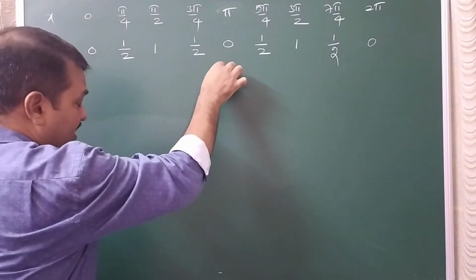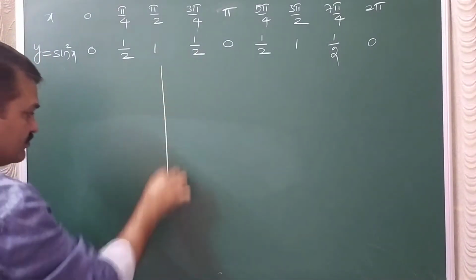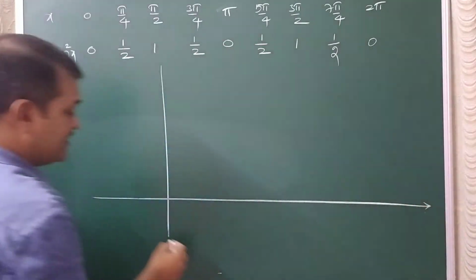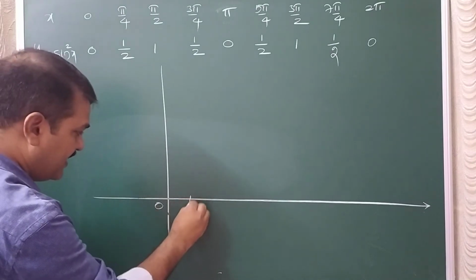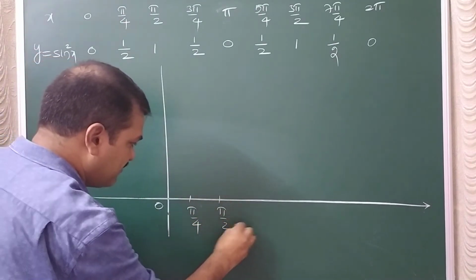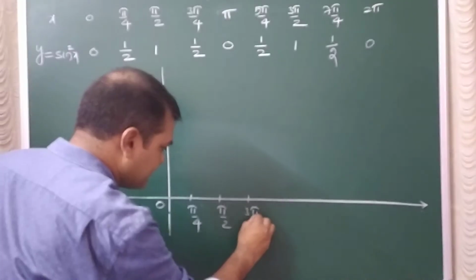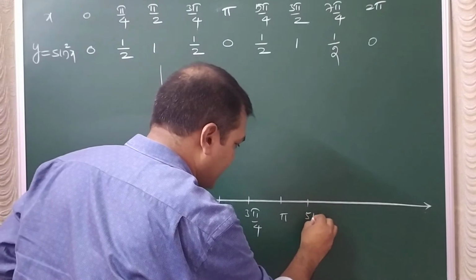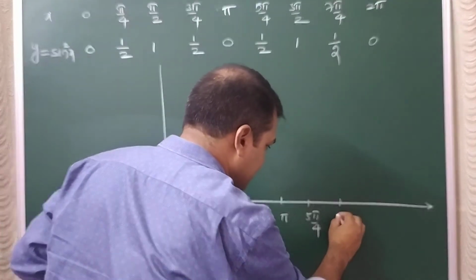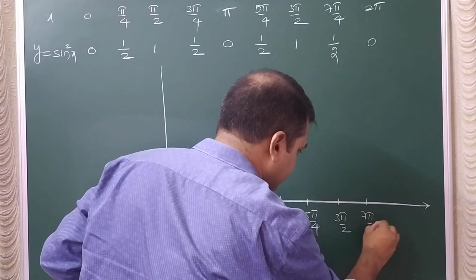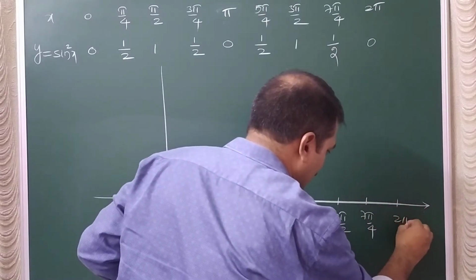So let me draw the graph of this now. On the x axis we have taken angles with a difference of pi by 4 like this. With a difference of pi by 4, we have chosen the angles. So 0 to 2 pi.